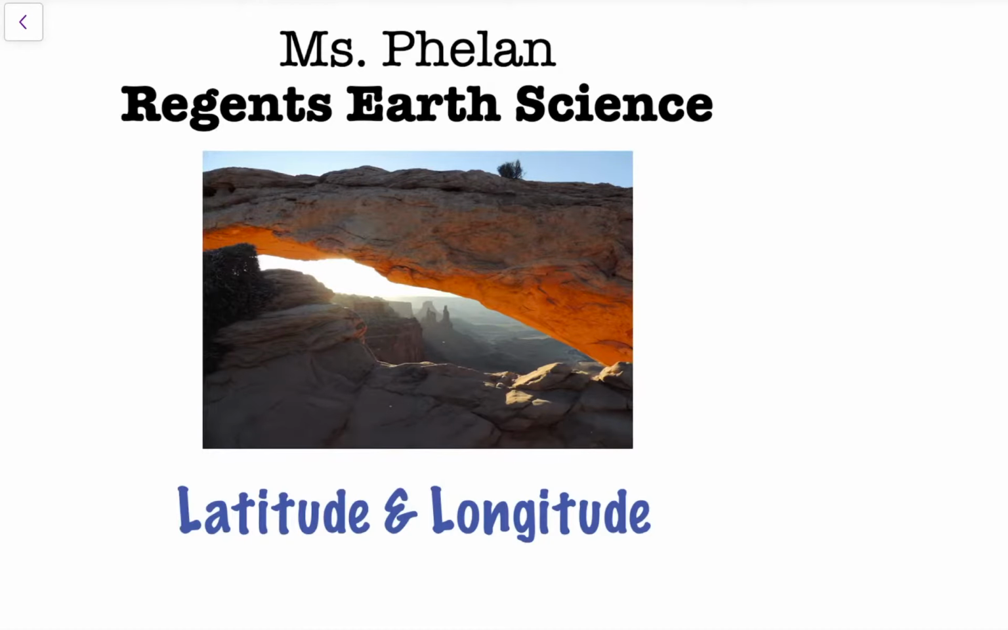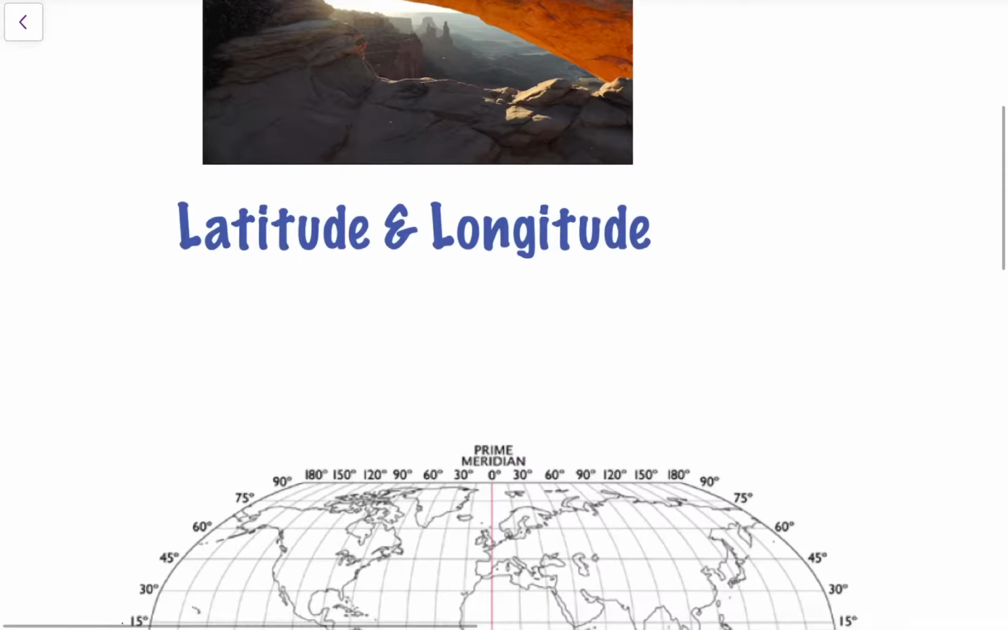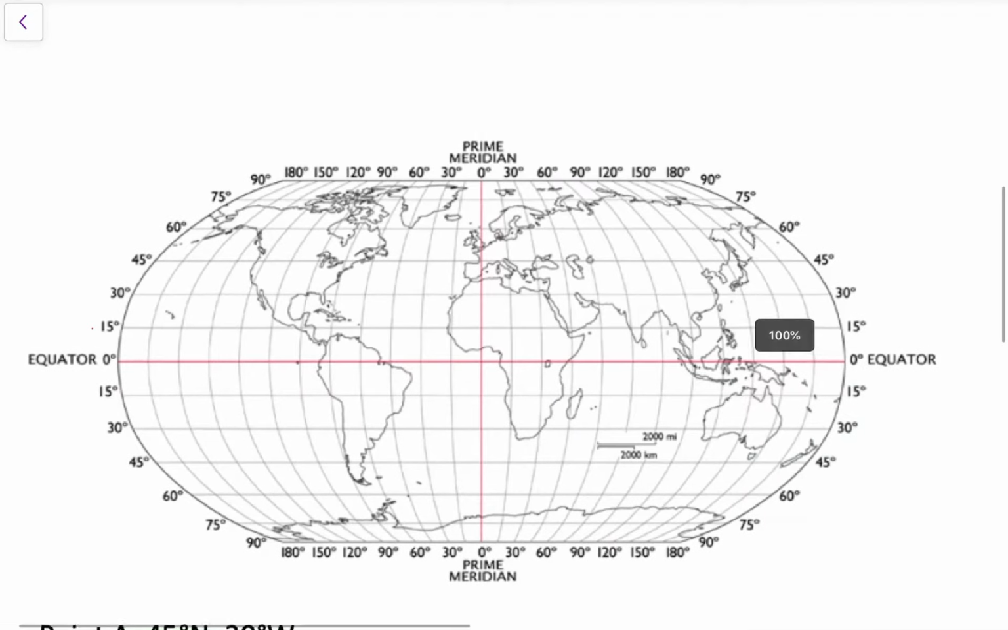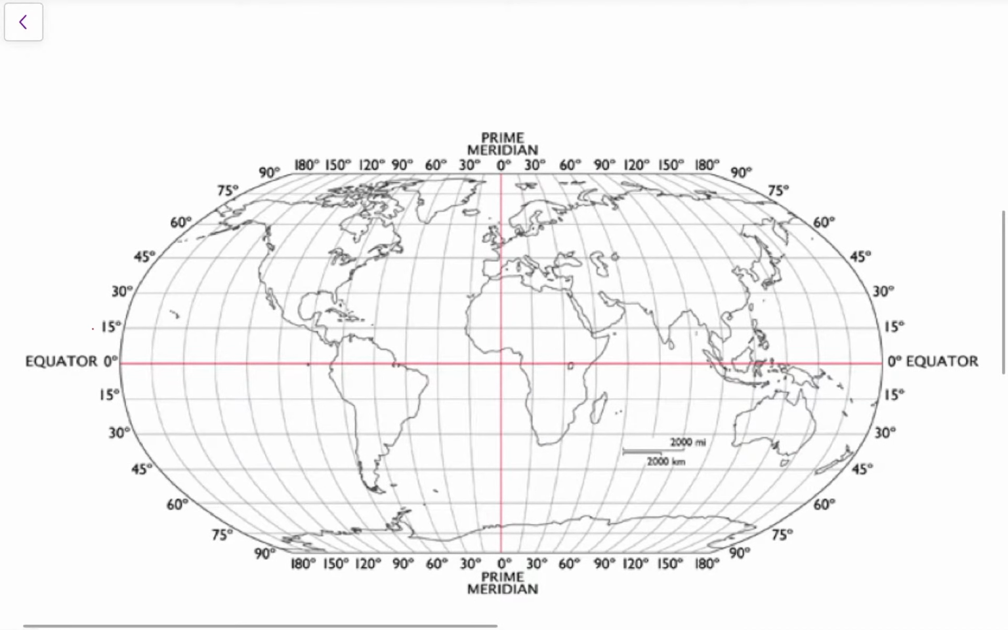Hi everyone, in this video we will be reviewing some of the basic components of latitude and longitude, and we will practice plotting 2 points. So let's take a look at our map, our globe right here. Let's first talk about latitude.